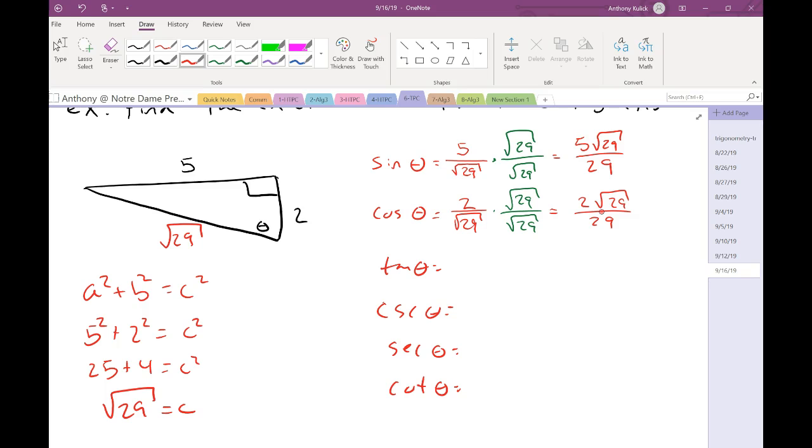Tangent. What is the ratio for tangent? Opposite over adjacent. So in our case, the opposite side we said was 5, and the adjacent side we said was 2. If you wanted to, you could write that as 2.5 since it's an exact decimal, but I would just leave it as the fraction 5 over 2. There's no harm in doing that.